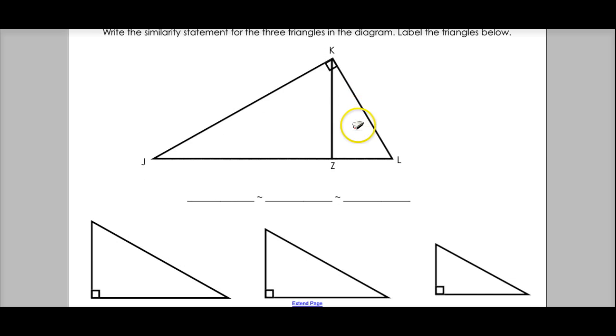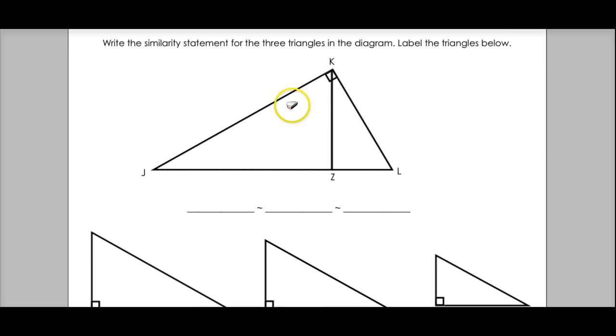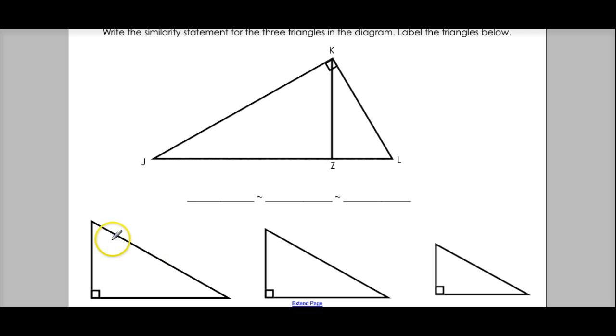Well, let's start with the basics. If you look below, write a similarity statement for the three triangles in the diagram. There are three triangles, the big one, the medium one, and the small one. We're going to write a similarity statement and label the three triangles below. So what are our three triangles? Let's start with the big one. Let's label this properly. Our right angle is K. K goes to L, which is the shorter side. KL is our shorter side, so let's label that properly. We have KL right here, that's the shorter side. And then we have J on the outside. So that's our big triangle, triangle KLJ.